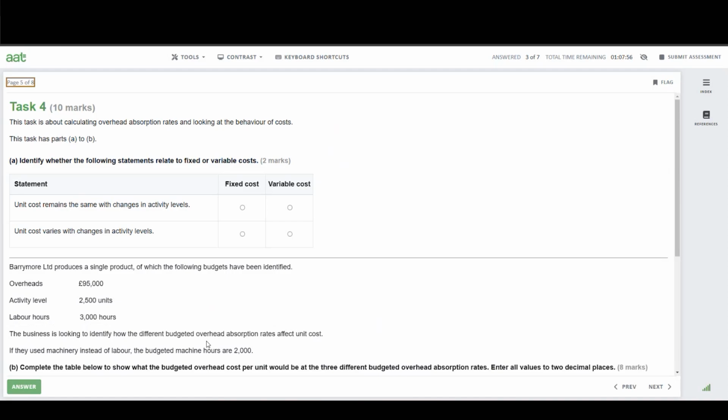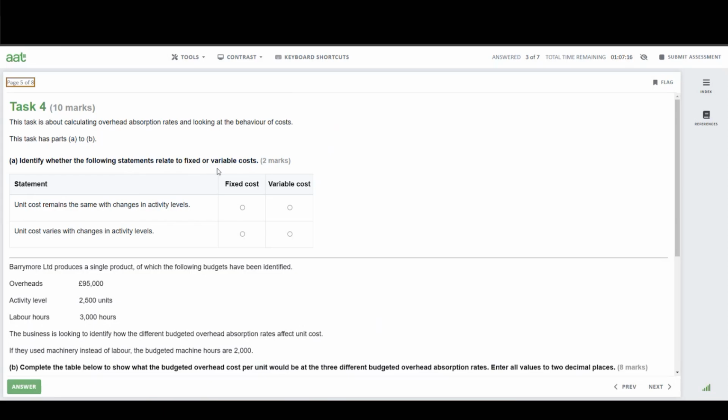Task 4 is about calculating overhead absorption rates and looking at the behaviour of costs. Task A actually looks at the behaviour of costs first of all. We're given some statements there and we've got some buttons there and we need to say whether or not these costs are fixed or variable. So we're asked to identify whether the following statements relate to fixed or variable costs. So the first statement: unit cost remains the same with changes in activity levels. Is that describing a fixed or a variable cost?